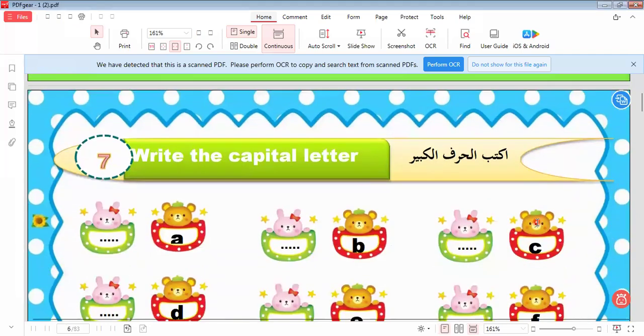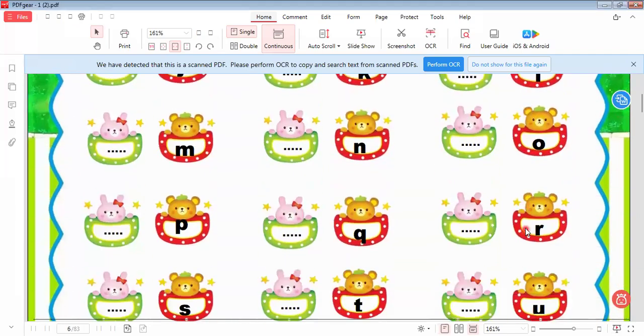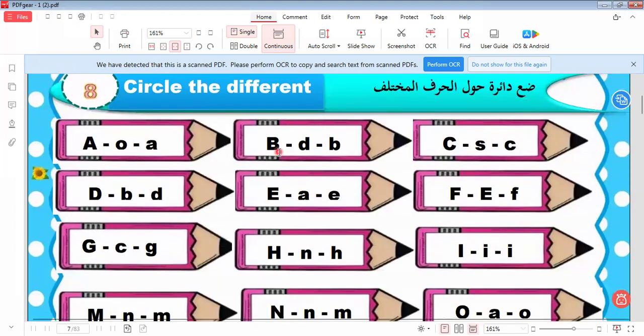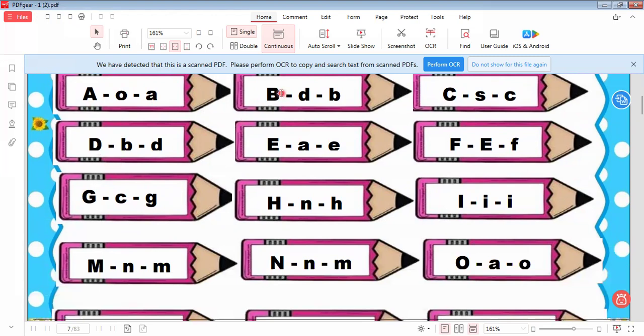Let's go to another one here. In this exercise, we select the different letter. Here is capital A, here is capital N, small a. So the difference here will be N. Here is capital B and small b. Here the difference is G. Capital C and small c, the difference here is S. Capital D and small d, the difference is P. Capital E and small e, the difference is A. Capital F and small f, the difference is E.